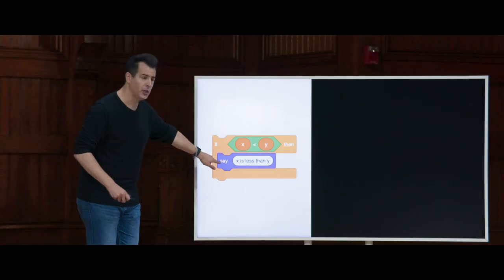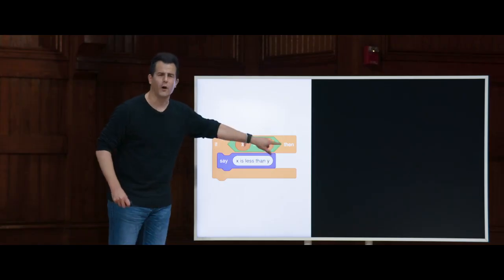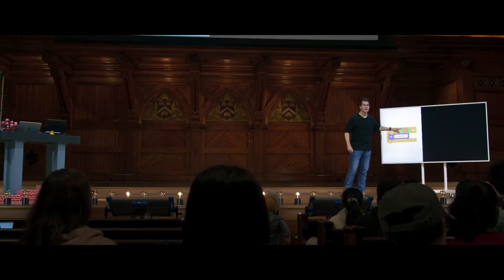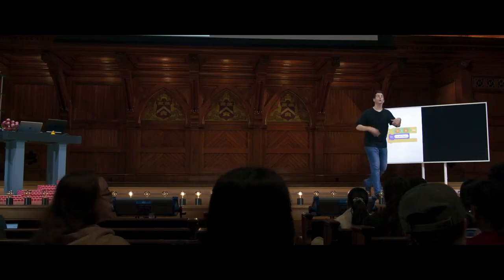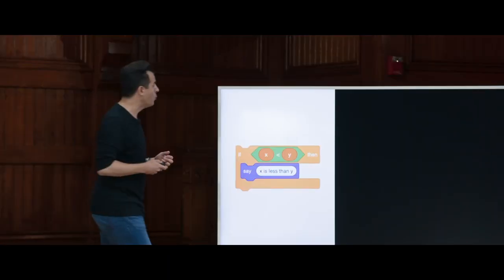So say is the function, if is the conditional, and the green thing here we called what? What do we call it? Yeah. A Boolean or a Boolean expression, which is just a fancy way of saying a question whose answer is true or false, yes or no, 1 or 0, however you want to think about it.